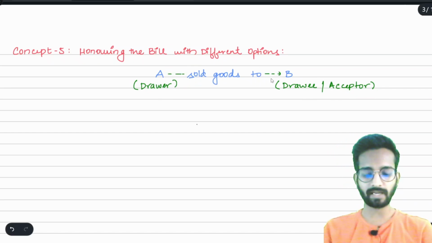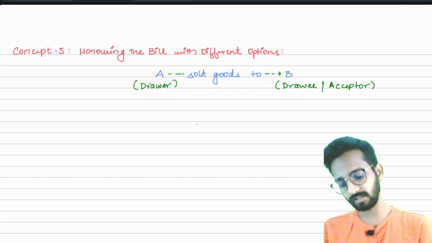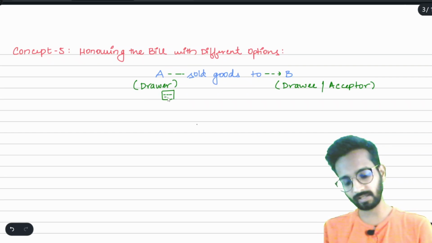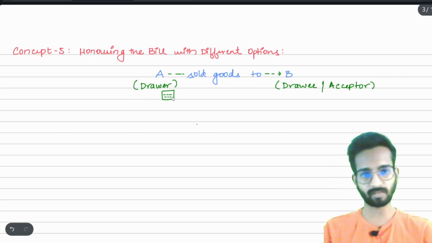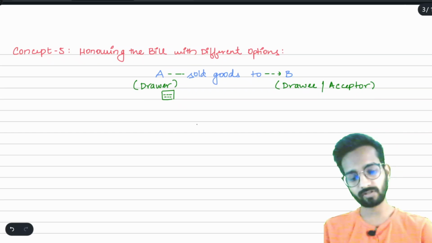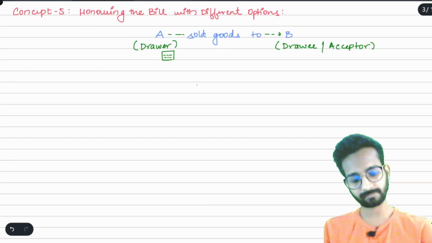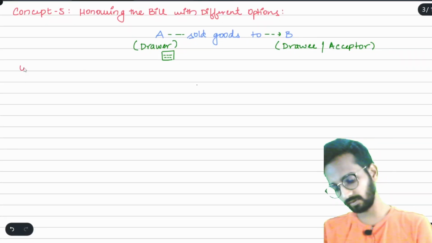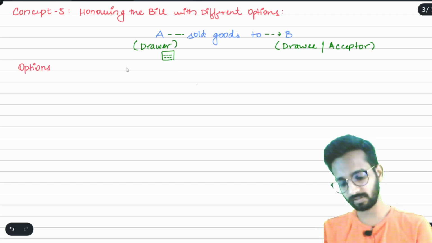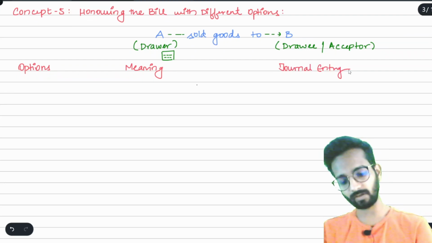Now, what can A do with that particular bill? See, A has that bill written there that okay, B is supposed to pay me this amount. Okay, what can A do? See, understand the options what we have, what A has options, the meaning of that, and journal entry. Now understand this.